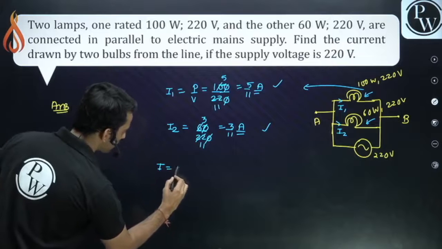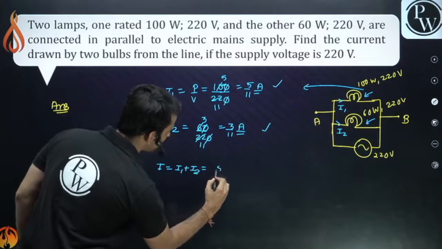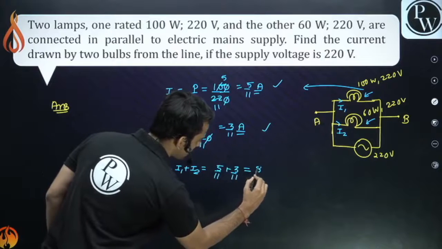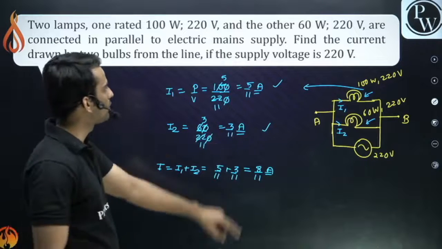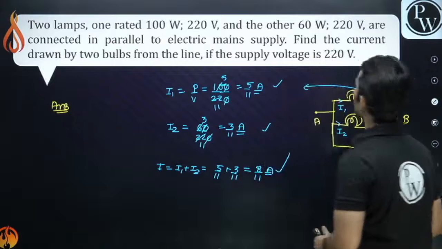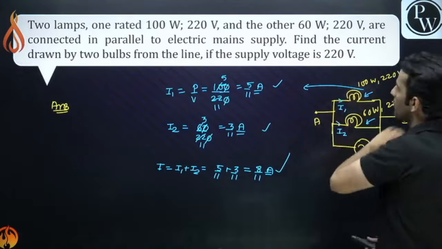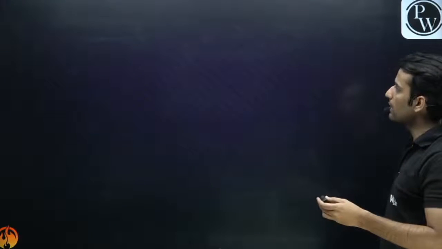Right? So guys, what is the current they drew? Total current would be I1 plus I2. They are connected in parallel now. So it will be 5 upon 11 plus 3 upon 11. So total current drawn is 8 upon 11 ampere from the 220 volt source. Clear? This is the total current drawn. So to find the current drawn by the bulbs from the line, just calculate individual current and you will get your answer. Okay, fine. Are you getting it?